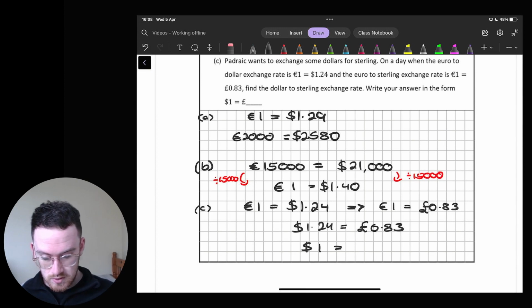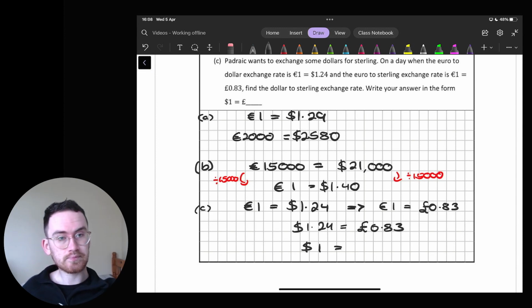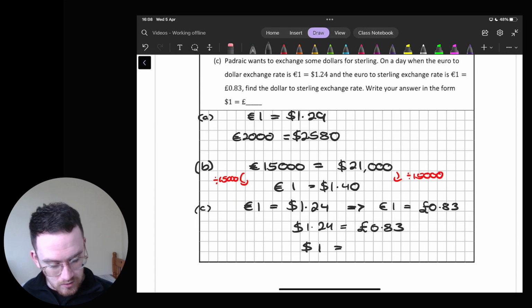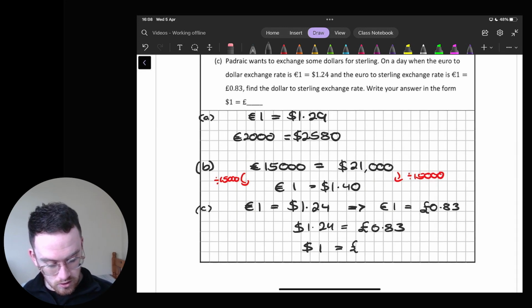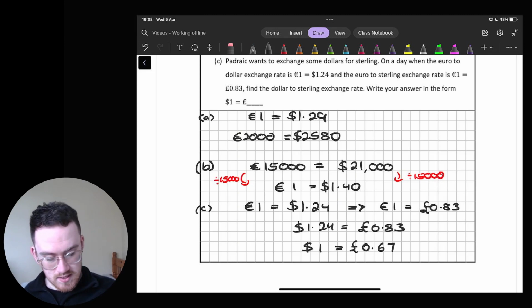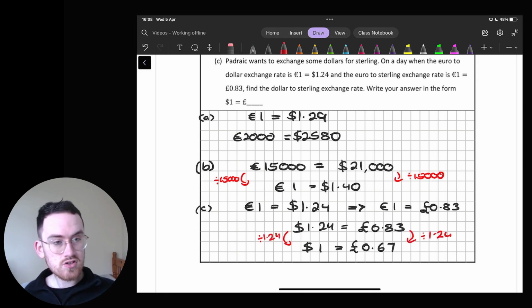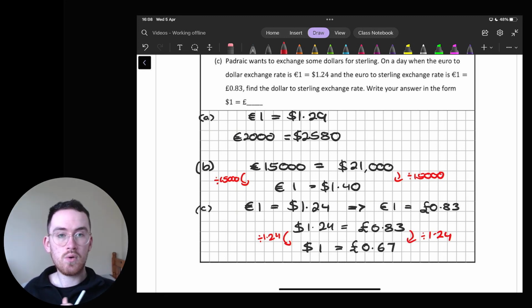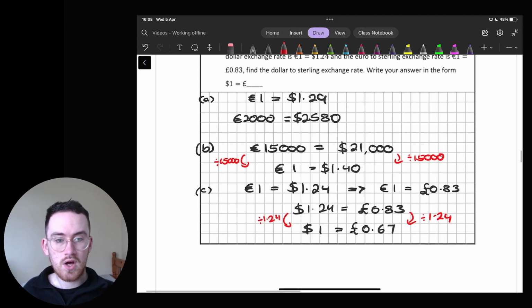We want $1, so same as we did in the last one, we'll divide by 124. 0.83 divided by 124, and I'm going to get an answer of $1 being equal to 0.67 pounds sterling. Again, I'm just dividing by 124 on both sides there. The key thing is setting it up with what we're told in the question. We're told €1 is $1.24. €1 is also 83 pence. So we can put them equal to each other that way and use that in solving for $1.